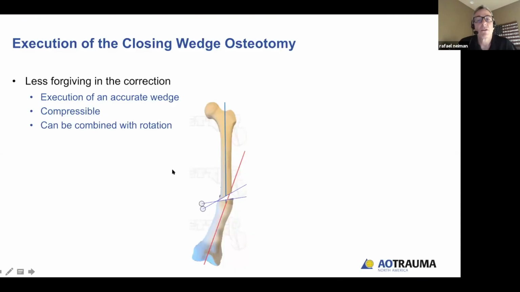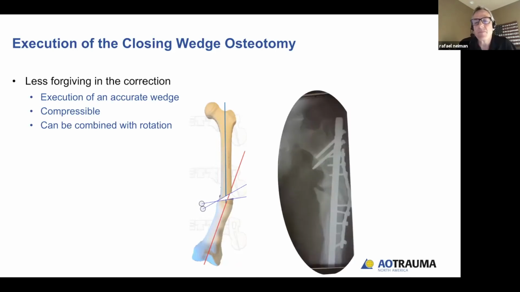The closing wedge osteotomy is much less forgiving in correction than the opening wedge osteotomy, as you can imagine, because you have to have a perfect execution of your wedge. If you don't, then you're going to either get a fixed gap, or you're not going to get the correction that you're looking for. That can be combined with rotation.